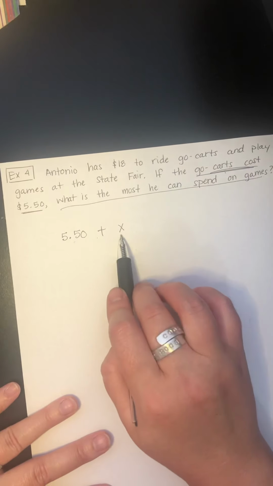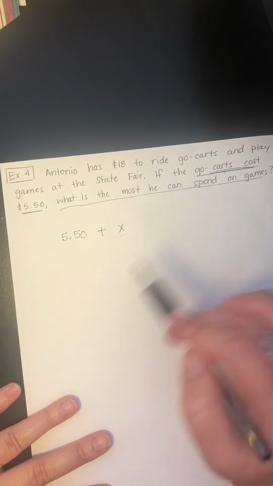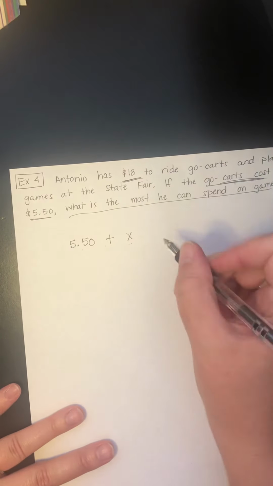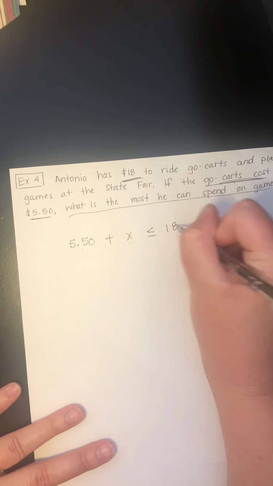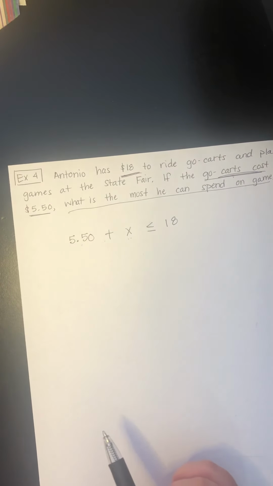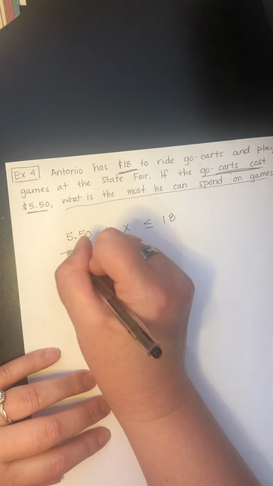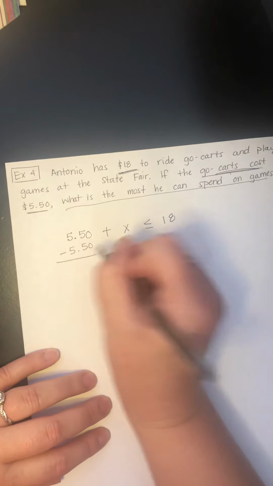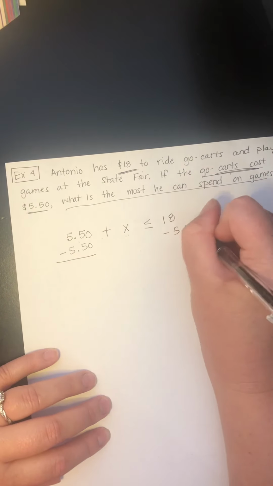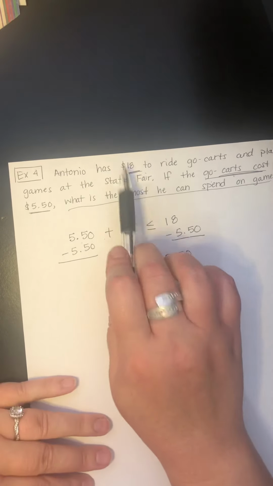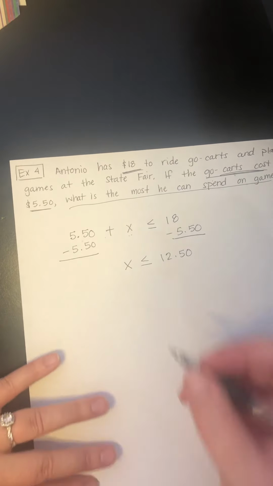The money he spent on go-karts plus the cost of the games, or x, has to be less than or equal to the amount of money he has. He has $18. He can't spend more than 18. So this is our inequality. Now we can solve it. To solve for x, we're going to subtract 5.50 from both sides. On the left, it's 0. On the right, we have x is less than or equal to 18 minus 5.5, which is 12.5. So if Antonio decides that he wants to go on the go-karts, he has to take that $5.50 away from his $18. So the most he can spend on games is $12.50.